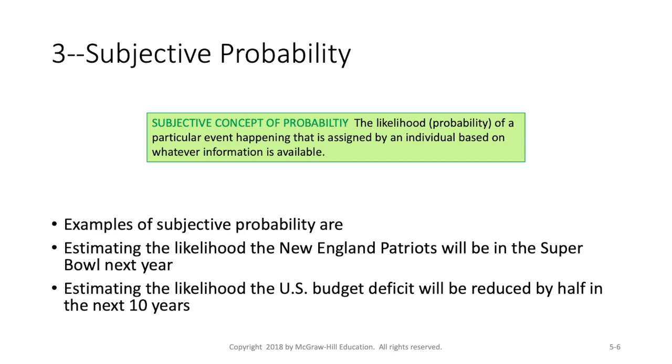So perhaps someone tries to estimate the likelihood that the New England Patriots will be in the Super Bowl next year. Obviously, they'll look at things like the number of times they've been in the Super Bowl in the past. They'll probably look at things, what's their roster going to be, come fall 2020? Are they gaining new players? Are they losing big players, right? What's their competition like? There's a lot of different factors that could go into determining that type of subjective probability.